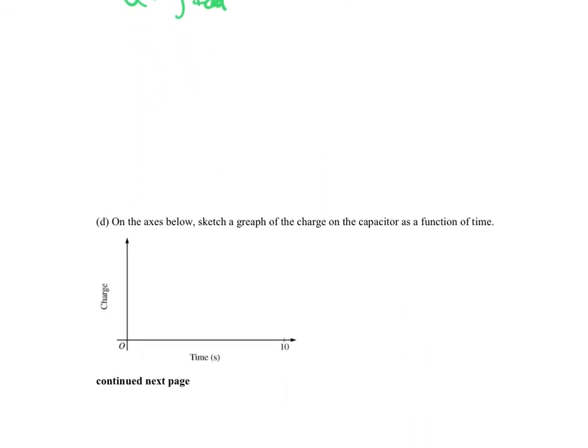Part D, on the axis below, sketch a graph of the charge on the capacitor as a function of time. So here we're going to know that it's going to limit to the value we just found. It's going to start at 0, and it's going to be some exponential asymptotic limit, something like that.